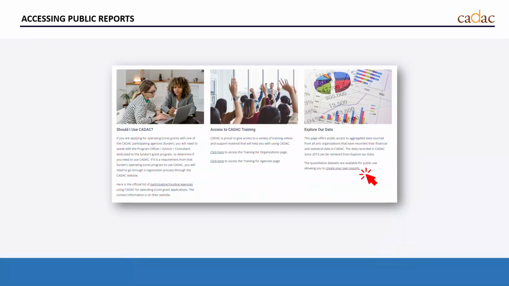Today, we will also touch upon some of the public reports available on CADAC. Anyone can access those public reports, which only show aggregate data and no identifying information. To access those, from the main page of CADAC, simply scroll down to the Explore Our Data section and then click on Create Your Own Reports.